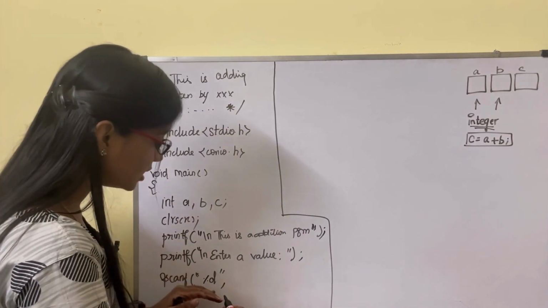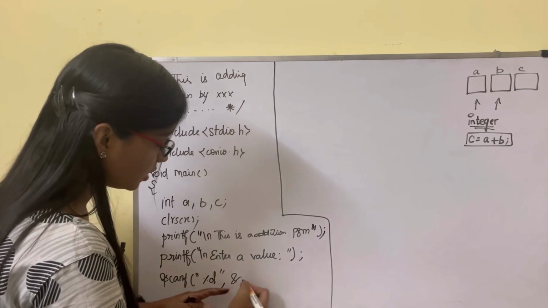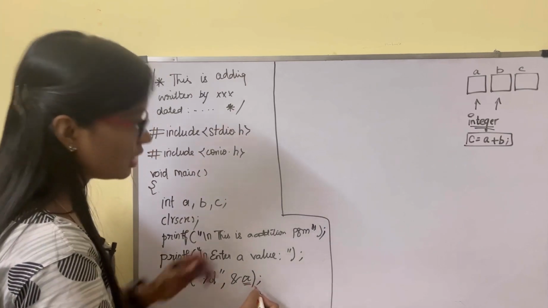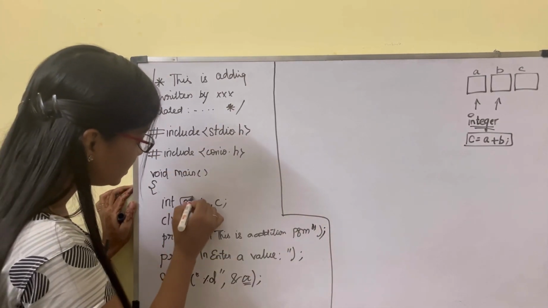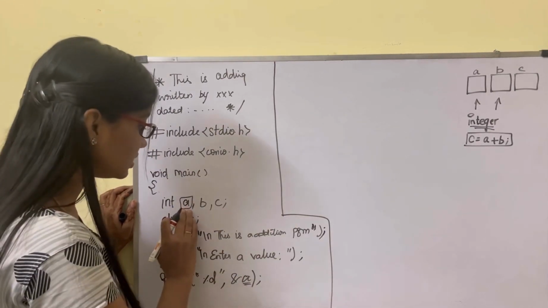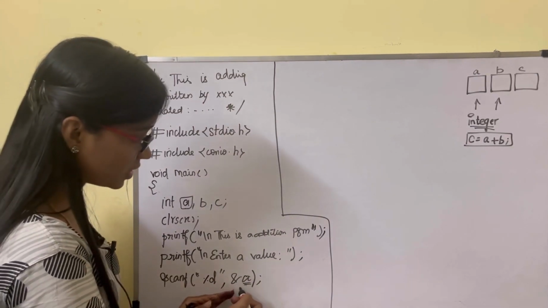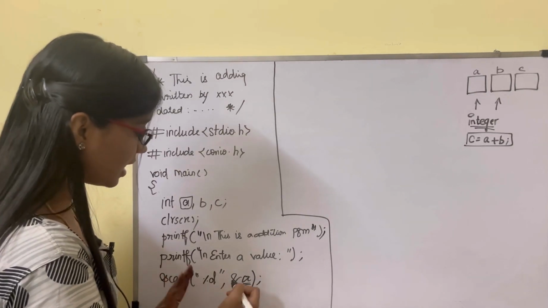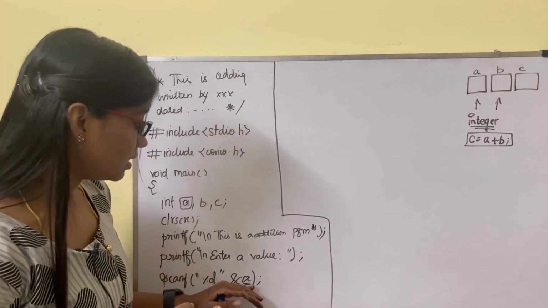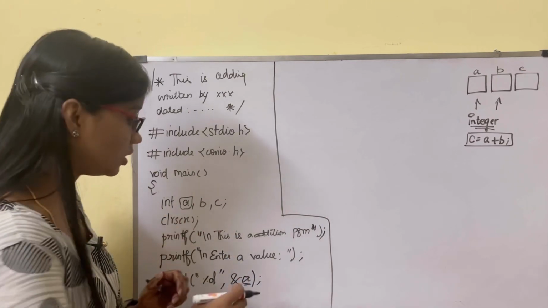So for integer it is %d, and the ampersand operator should be given after a comma, then the memory space in which the value is to be stored should be given here. Whichever A I have declared should be given here. I cannot give small a, I cannot give capital A. Whatever is declared should be given here also. Okay, the syntax is format string, ampersand, memory space. I have given the format string, and the ampersand is an address operator. So A is a memory space that has some address. Okay, we should store the value in that memory space.